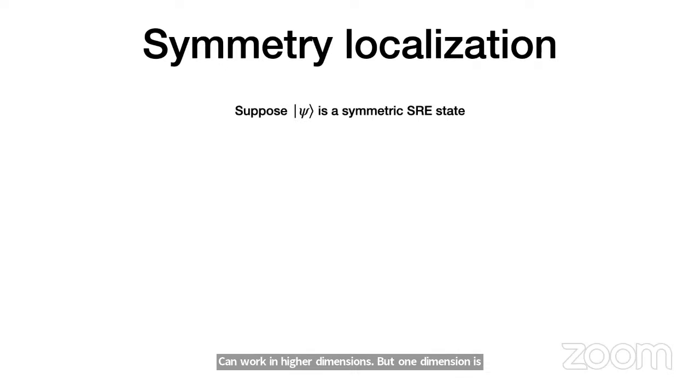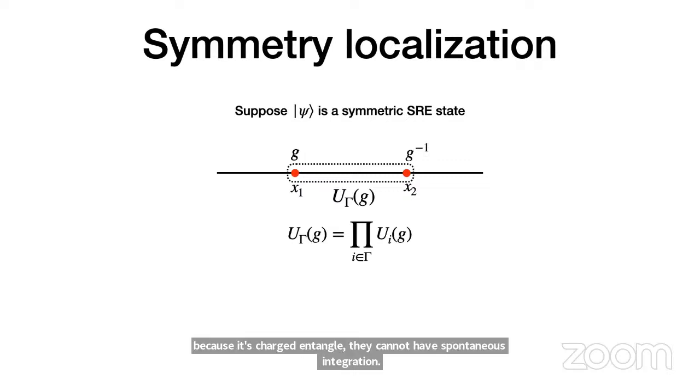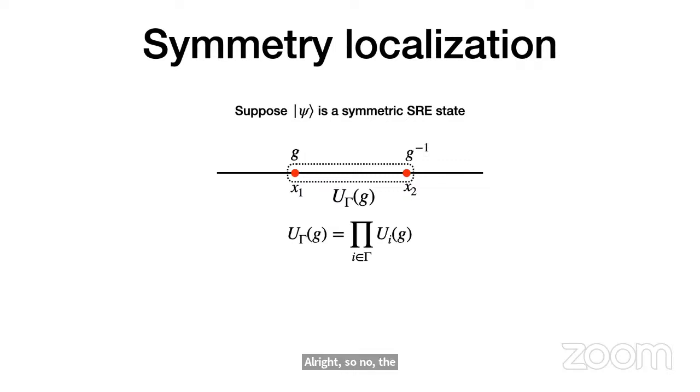Okay, so I'd like to talk about this notion of symmetry localization. Okay, so suppose psi is a symmetric short-range entangled state. So a short-range entangled state that preserves the symmetry. Okay? Because it's short-range entangled, it cannot have spontaneous symmetry breaking. All right. So the state lives in one dimension, so it's some one-dimensional chain. And now we consider an interval, a part of the one-dimensional chain between two points, x1 and x2. And I'll call this interval gamma. So gamma just refers to this interval.